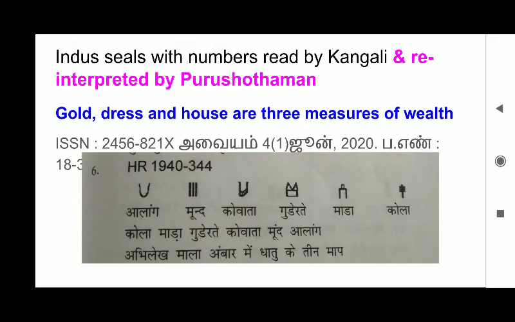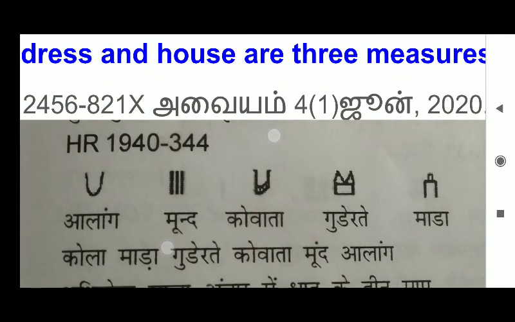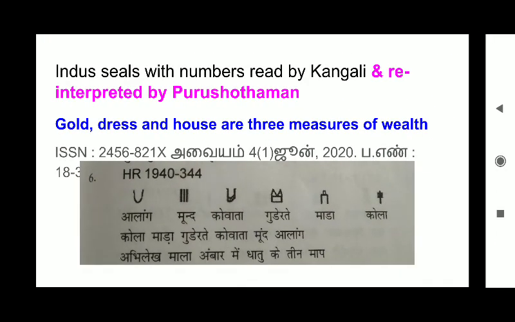But our focus now is on the numbers. Here we have the number sign 3, that is also interpreted by Ganguly as Mundu, or move forward, and moon, mundu, moon, like that. So this also gives the scope to understand how the Indus scripts could have been developed and used by people of ancient time.